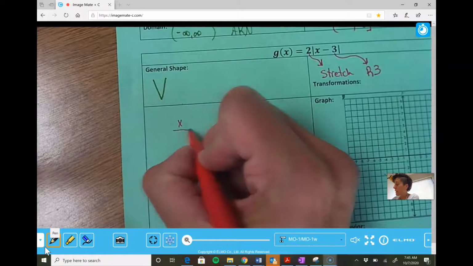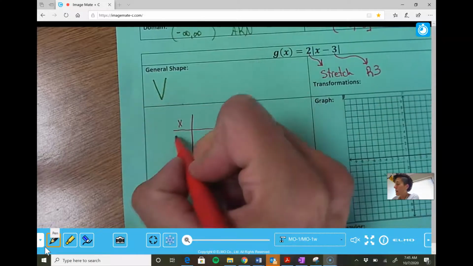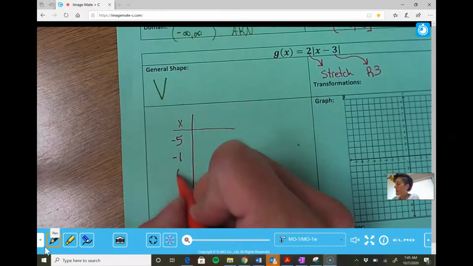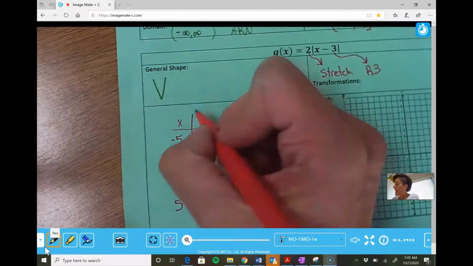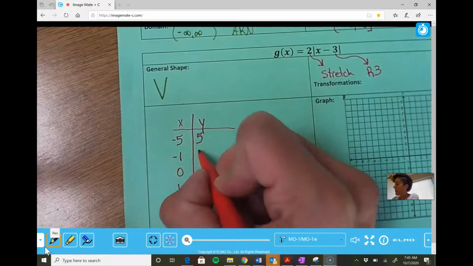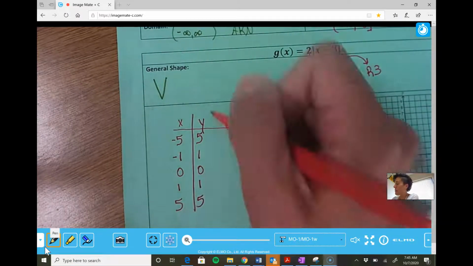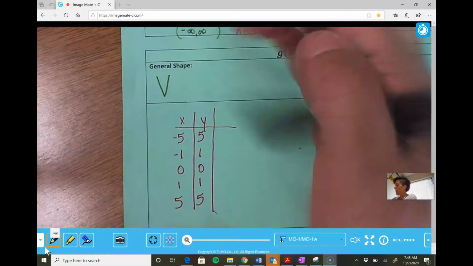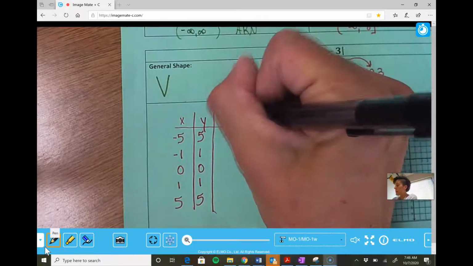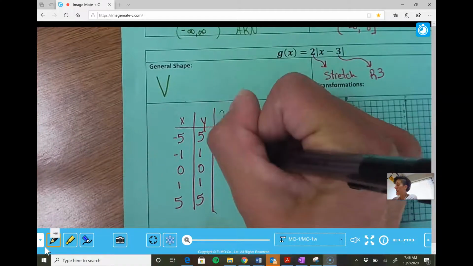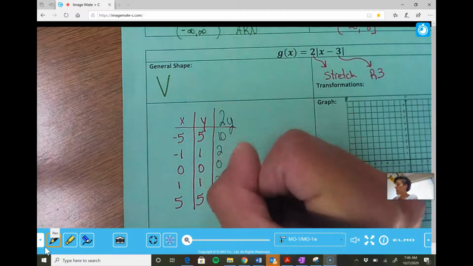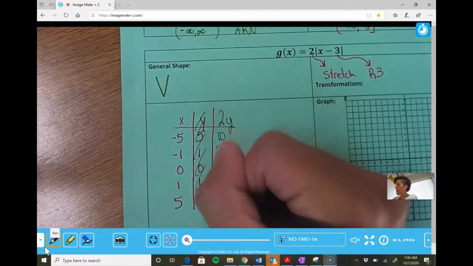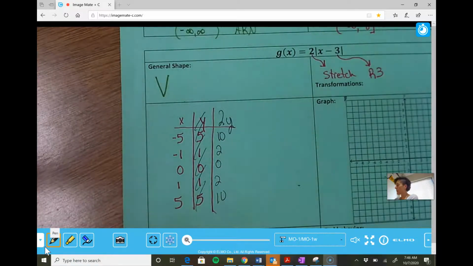So this time we're going to make our own t-chart. So for the x's, the values we want to pick are -5, -1, 0, 1, and 5. And then our y values will just be the absolute value of those, forcing everything to become positive. And now what's going to happen is I'm going to take my stretch, the 2, and apply it to all the old y's. So 5 becomes 10, this becomes 2, 0 is still 0, and then you get the others. And again, I don't need those old y's because I have a new set of y's.